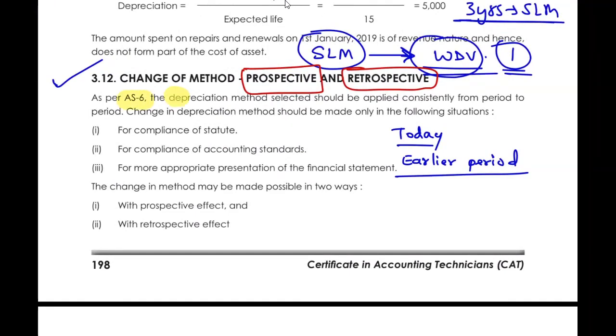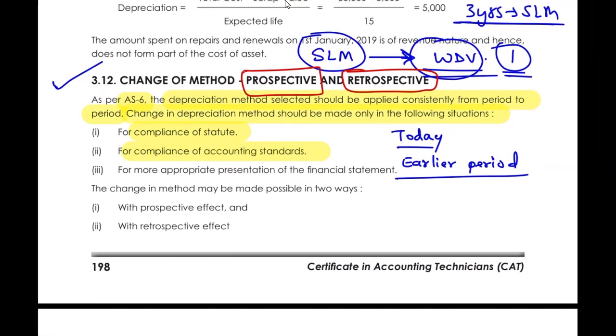AS6 says the depreciation method selected should be applied consistently from period to period, but a change in the method of depreciation should be made only in the situations below. If there is any statute or law which says to change the method, then we can do that. We can also do it for compliance with the accounting standards, or for a more appropriate presentation of the financial statements.